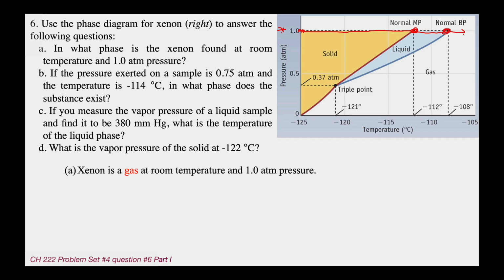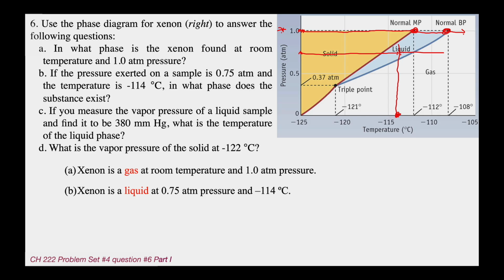B, if the pressure is 0.75 atmospheres and the temperature is minus 114, in what phase does that substance exist? Okay, well, 0.75 atmospheres would be right about there, halfway between 1 and 0.5, and minus 114 would be right about here. So you kind of want to make an intercept. You want to see where those two lines come together. And you can see even by my cheesy lines, they're going to be right there at that liquid interface. So I would argue that on B, that's going to be a liquid at 0.75 atmospheres and minus 114 degrees Celsius.